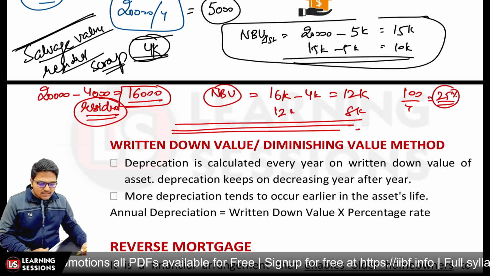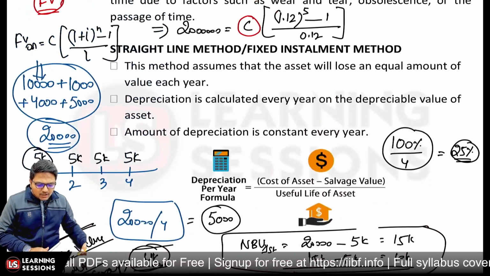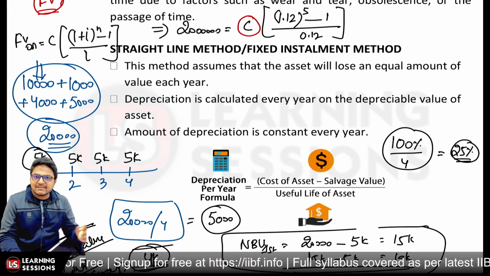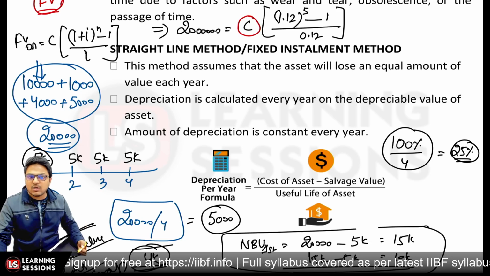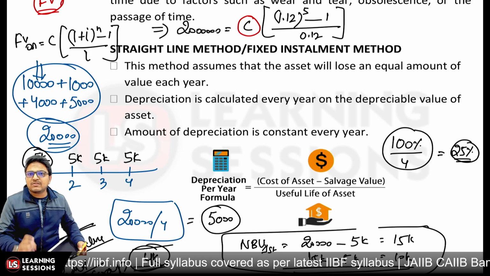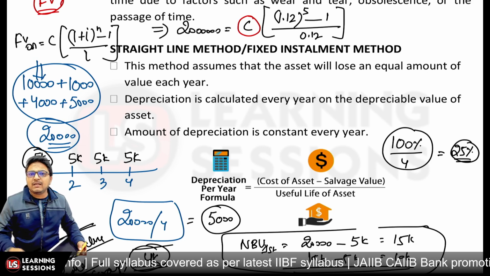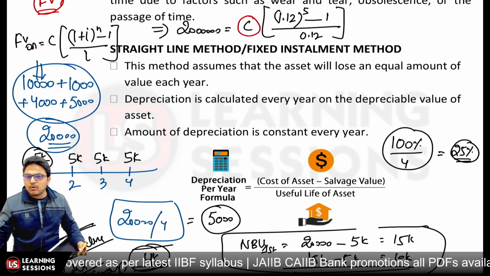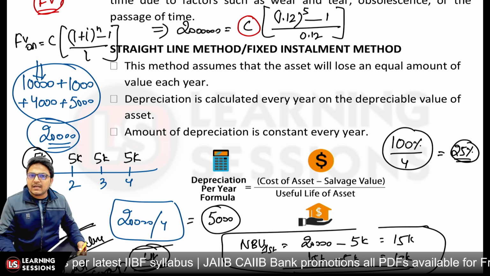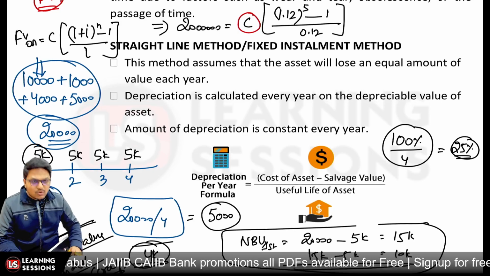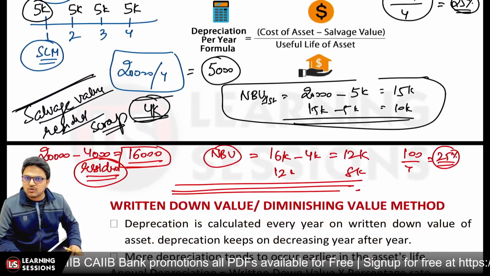Is that clear? So that's about the straight line method of depreciation. The straight line method assumes that the asset will lose an equal amount of value each and every year, and depreciation is calculated every year on the depreciable value of the asset, not on the book value of the asset. And further, the amount of depreciation is constant for each and every year, as we have learned so far, right?